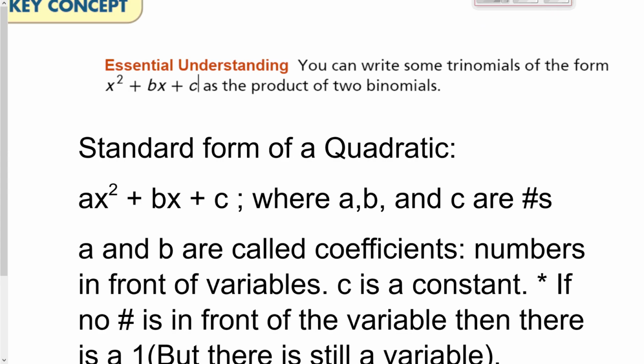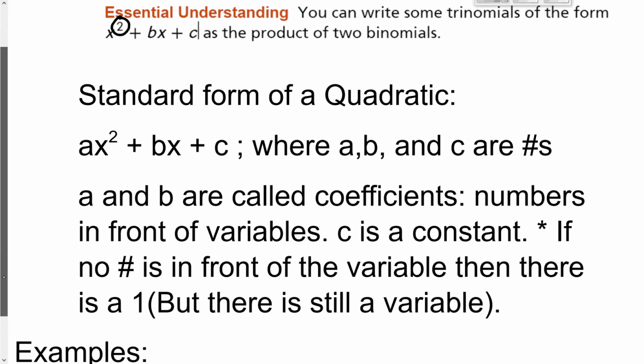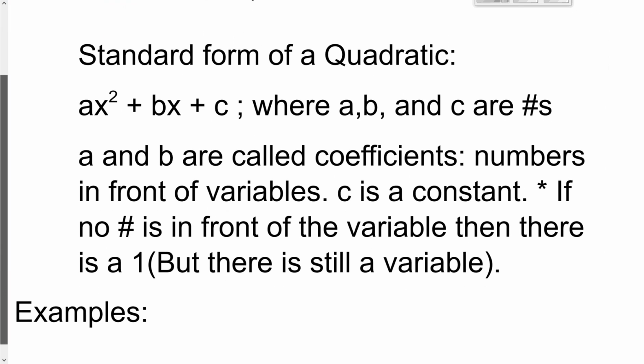So to start, we first have to take our standard form, right, the largest exponent first, and look at the degree. And the degree is 2. So that is what we call quadratic, right? We already know that from before. And the standard form of a quadratic, you want to make sure you put this in your notes. The standard form of a quadratic is ax squared plus bx plus c, where a, b, and c are numbers.